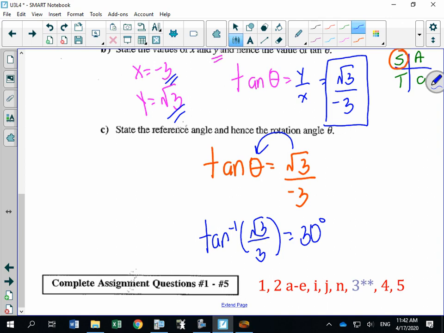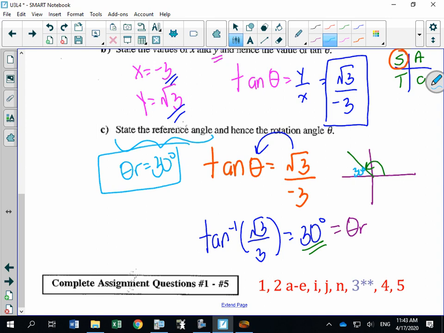What did I always tell you when you do the inverse of a function? That always gives you your reference angle. So if I was to go back and draw that picture, my angle in standard position was this, and my reference angle is 30 degrees. Question C says state the reference angle. I've calculated it, so the reference angle is 30 degrees, and we'll box that in. And what would the rotational angle be? If this is the reference angle, the rotational angle is from 0 to my terminal arm. So this is 180 degrees, and I'm going to subtract 30 degrees, and I will get a rotational angle of 150 degrees.